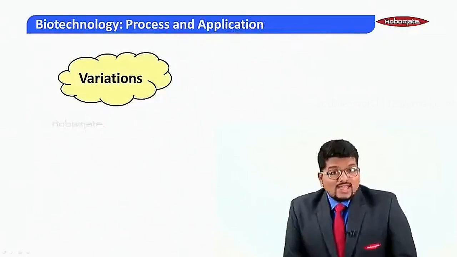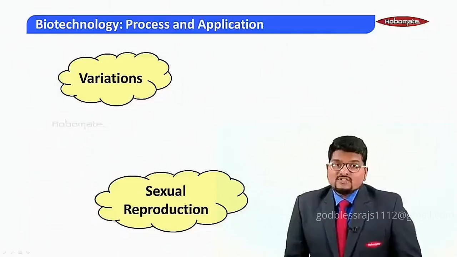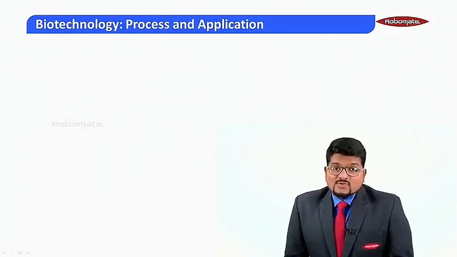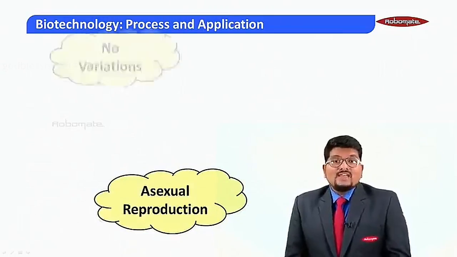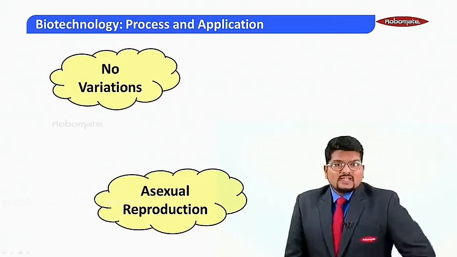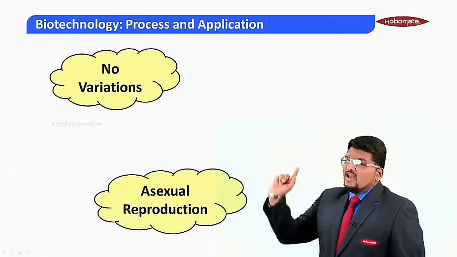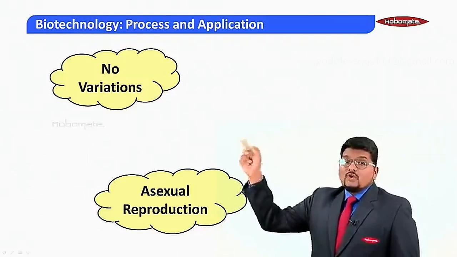And why do variations occur? Variations occur due to sexual reproduction. And where do variations do not occur? Variations do not occur when an organism does not reproduce sexually. That means asexual reproduction does not give rise to any variations. So asexual reproduction shows no variations.